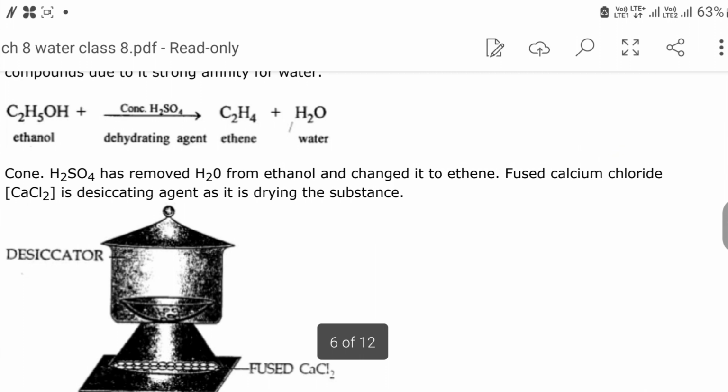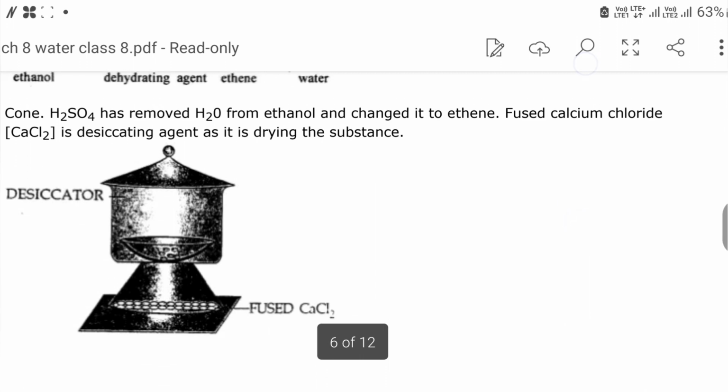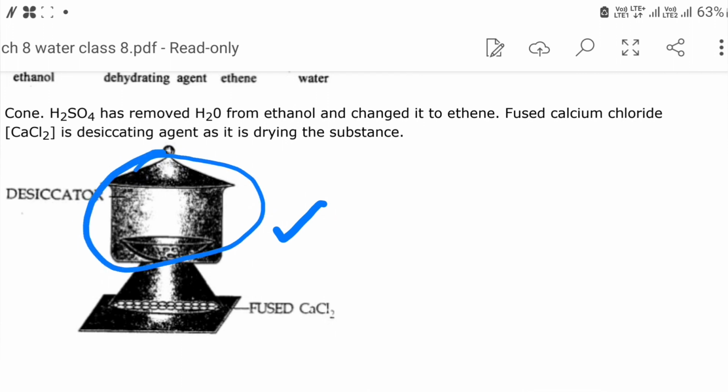You can see the example of a desiccator here. I was talking about a bowl-like structure. So this is the desiccator. In this part we put some calcium chloride, and on that, in a watch glass, we put the substance that is to be dehydrated. It will take 12 hours or 24 hours, it depends on time. So this is the desiccator.